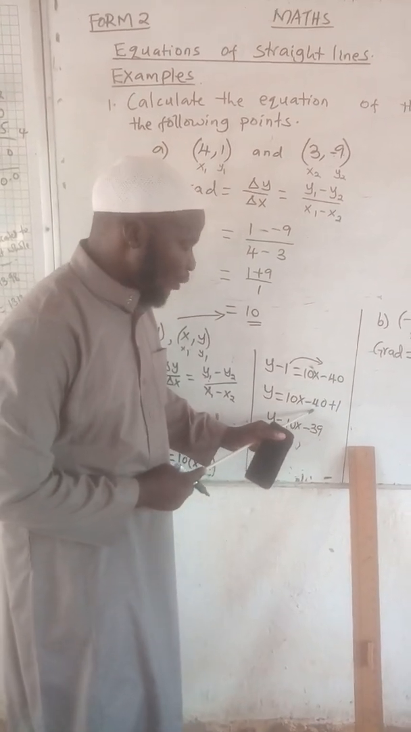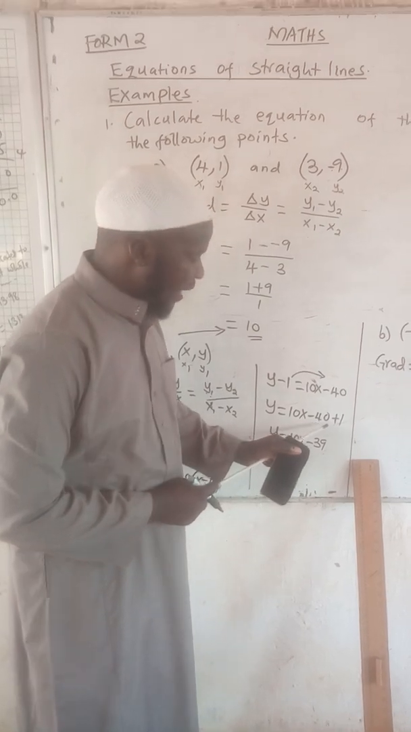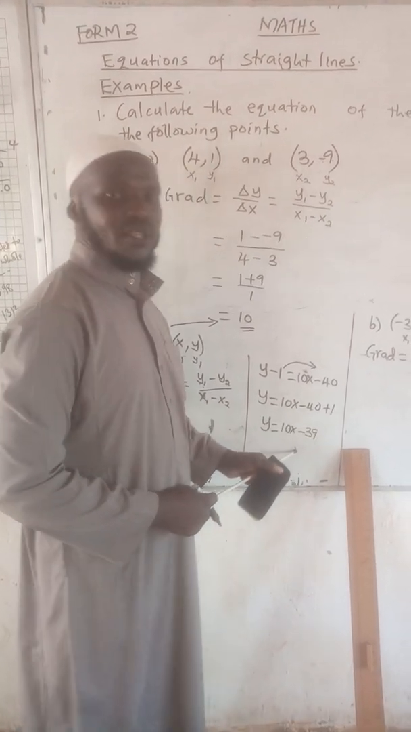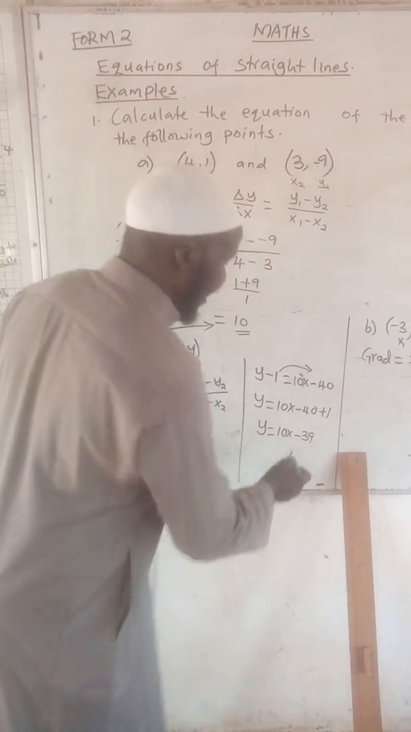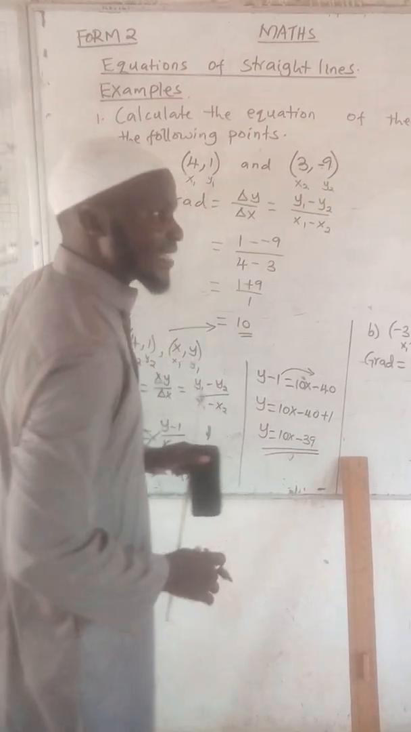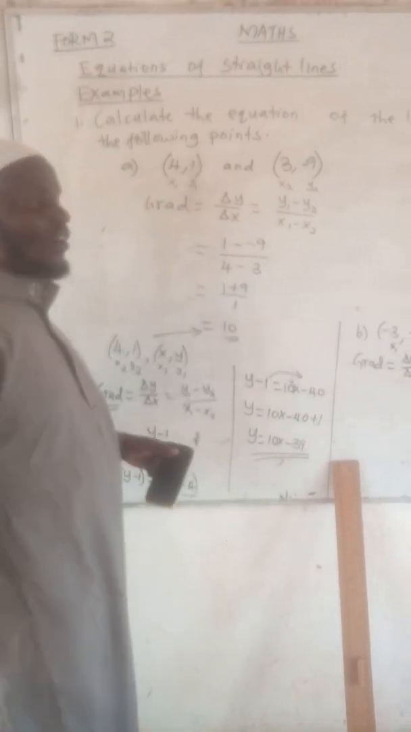you have a debt of 40, you pay 1, how much will you be left owing? It will be negative 39. And that one will be your answer. That is the equation of the line.